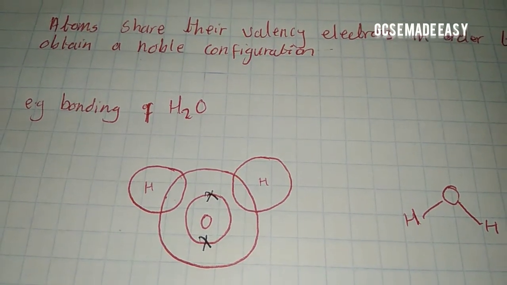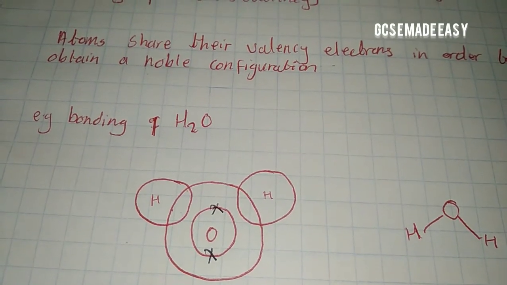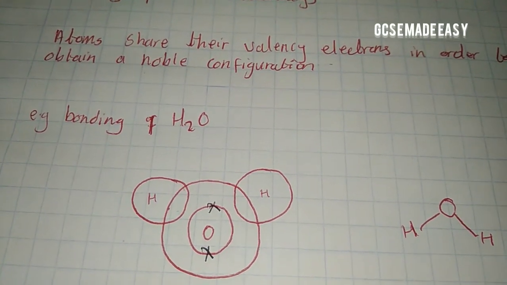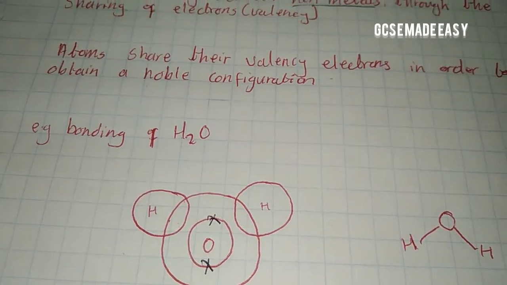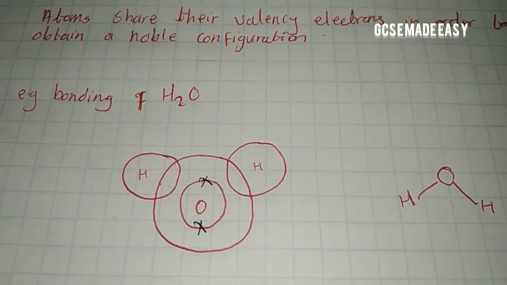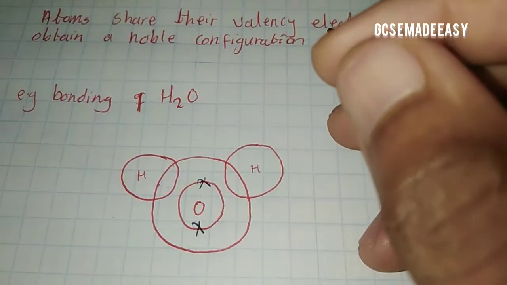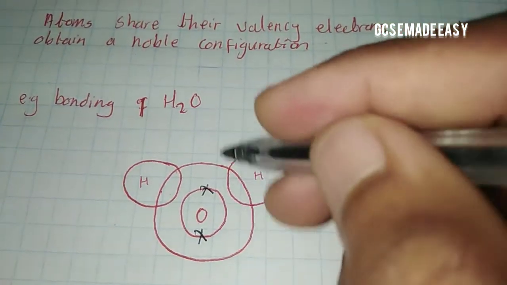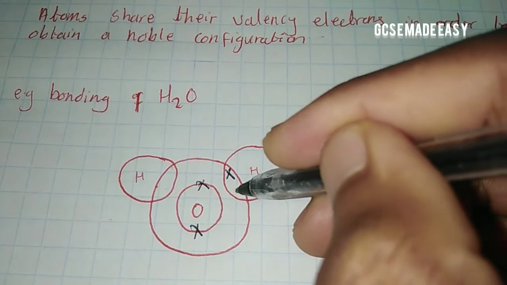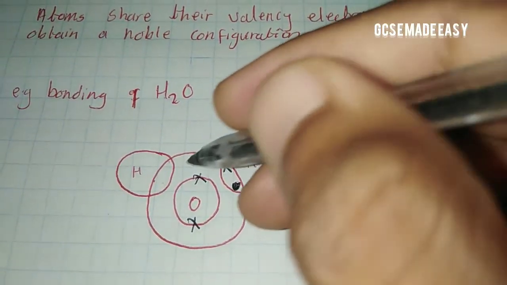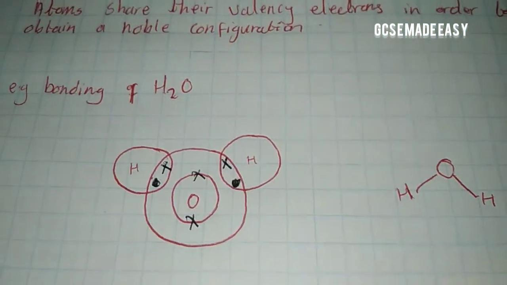Remember that hydrogen only has 1 shell because it is in period 1, and it has 1 electron. So it is short of 1 electron in order to obtain a noble configuration. This means that oxygen and hydrogen are going to share a single electron. Oxygen is going to provide 1 electron, and one hydrogen provides its electron. The same thing with another hydrogen to the same oxygen.